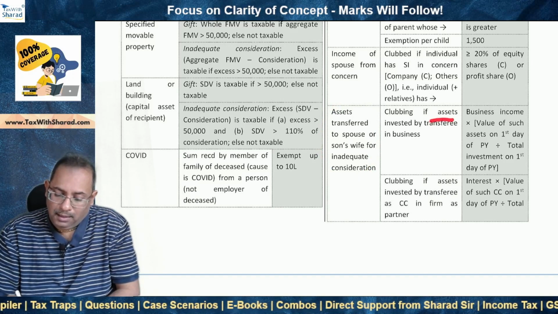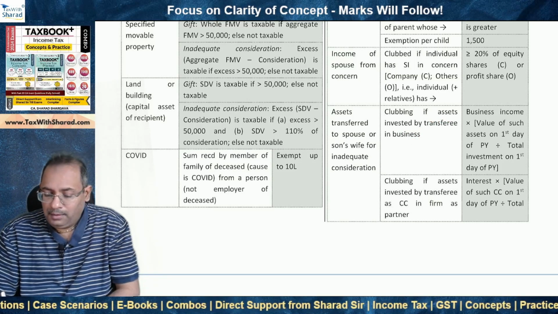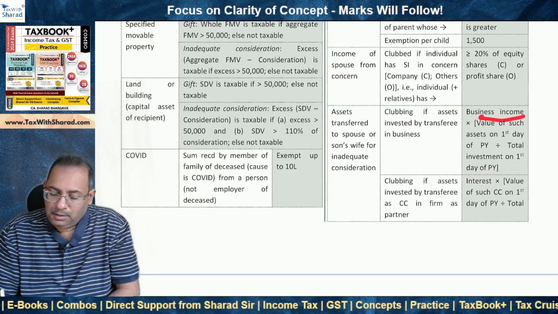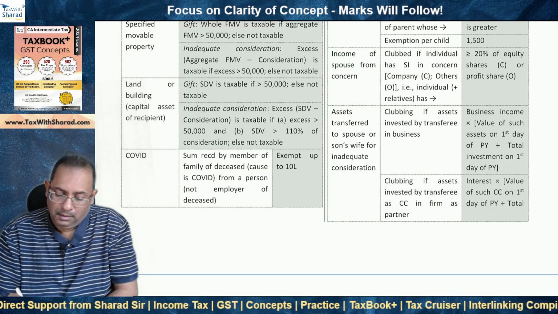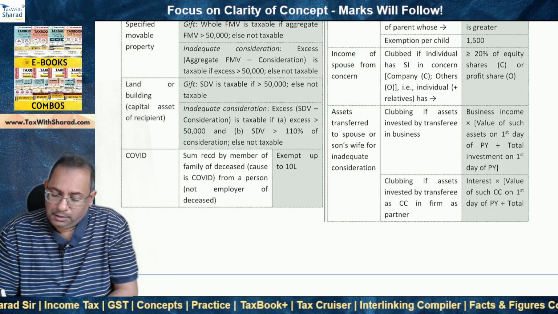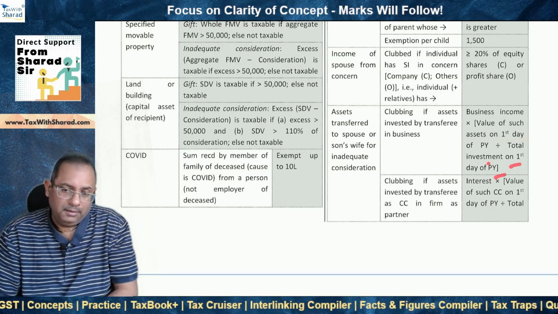And if the assets are invested by the transferee, that is the spouse or son's wife, in the business, then clubbing is to the extent of this formula, where the business income is multiplied by a ratio, and the ratio is the value of such assets on the first day of the previous year divided by total investment on the first day of the previous year.